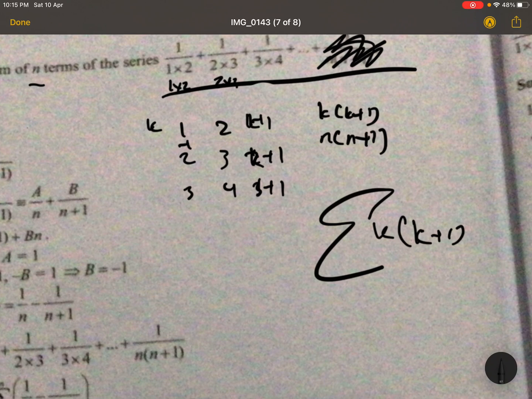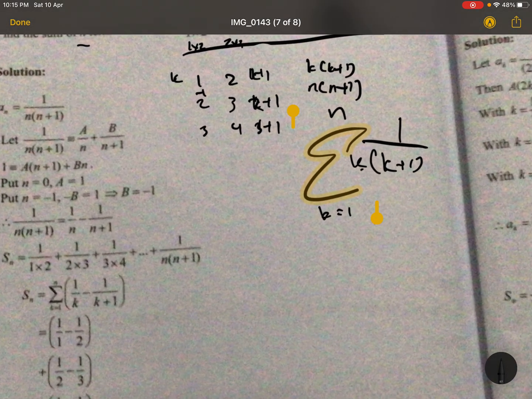and then if you write the k here, then your k has to be at the bottom, and then the n has to be n. But remember, we're talking about a fraction here. So how do we make this fraction into a doable sum?